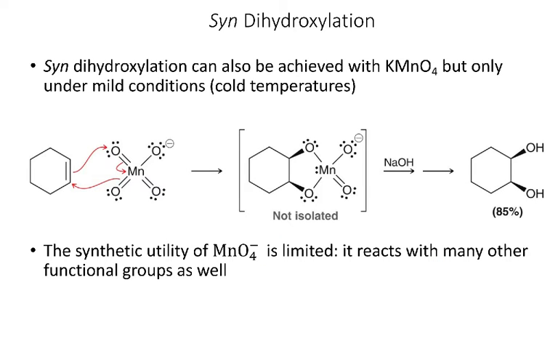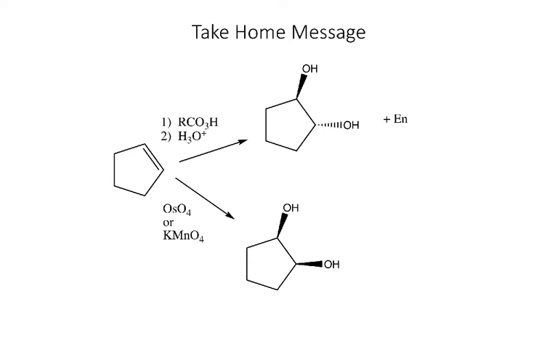Another reagent that will give syn addition is permanganate, but permanganate is highly reactive, and so it will often react with many of the other functional groups in the molecule, so that can sometimes limit its utility. But in the cases where we can use it, use of the permanganate ion also gives syn addition of the two OH groups. Okay, so this is really the take-home message.